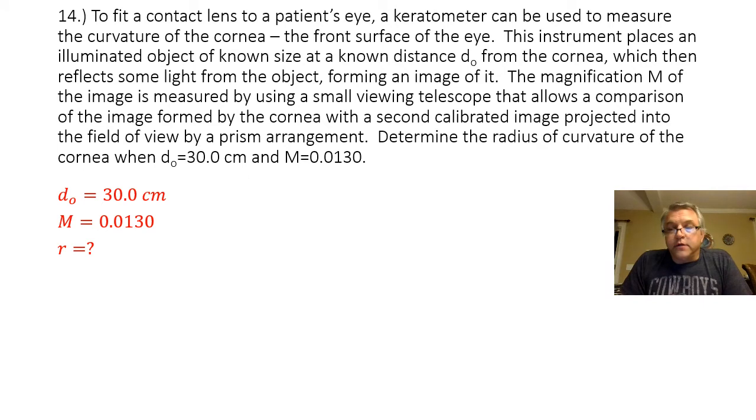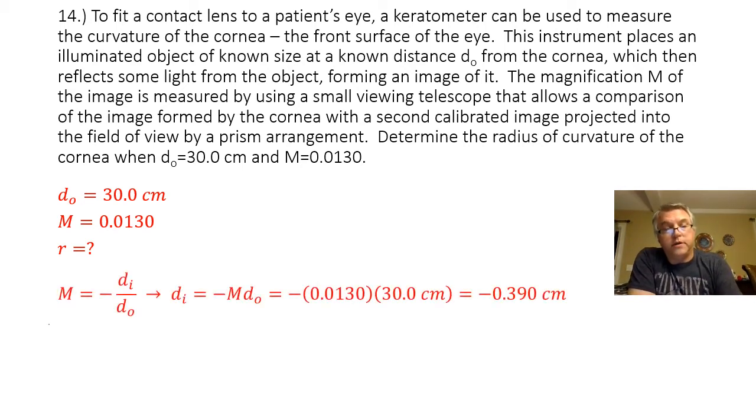So to find the radius of curvature, I know I need the focal length, and I can't find the focal length from just the object distance and the magnification. But from those two things, I can find the image distance. So to find the image distance from the magnification and the object distance, I want to use one of my magnification formulas. Solving that for the image distance will then equal the negative of the magnification times the object distance.